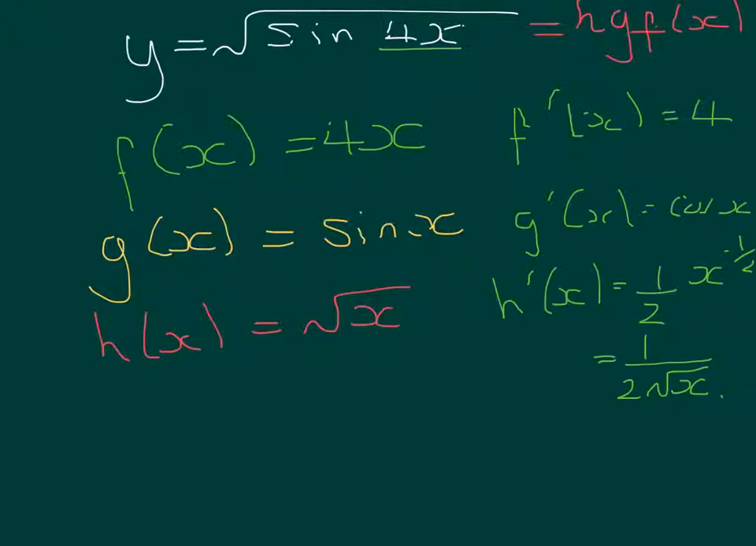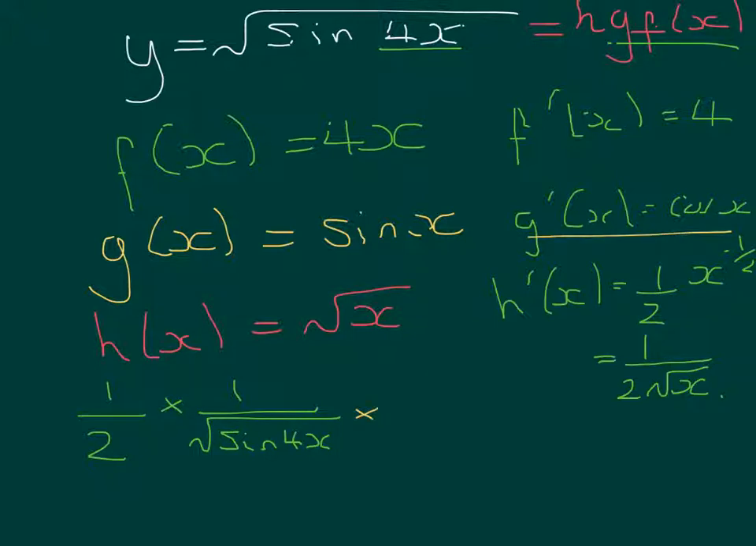Okay, so if we put all of that together, we need to first of all say, okay, I'm going to differentiate my h first. So that's this bit here. So I'm going to get 1/2 times 1 over the square root of everything that I've put inside of my h. So that's g of f of x, so that's sine 4x. Now I need to multiply that by g dashed of x, which is cos x, but it's not cos x, it's cos 4x. And then finally, I need to multiply it by f dashed of x, which is 4.